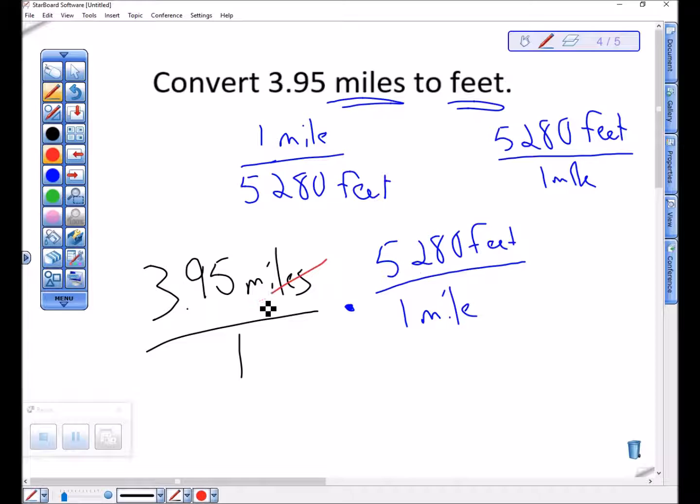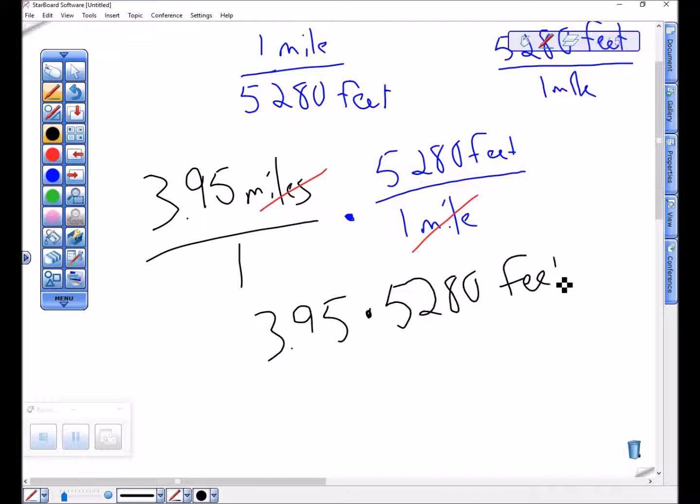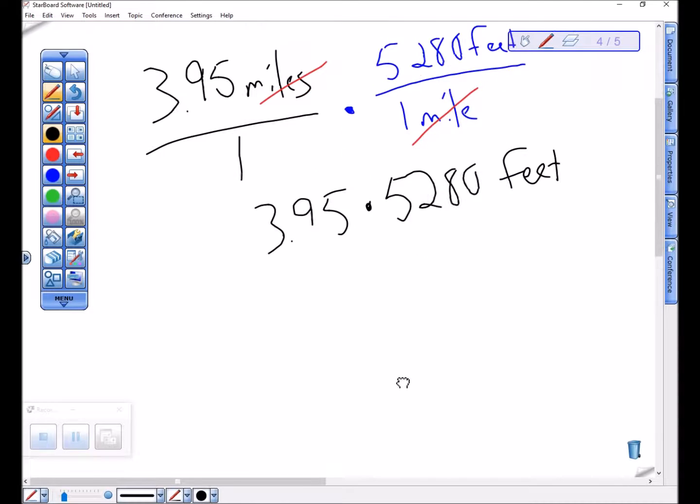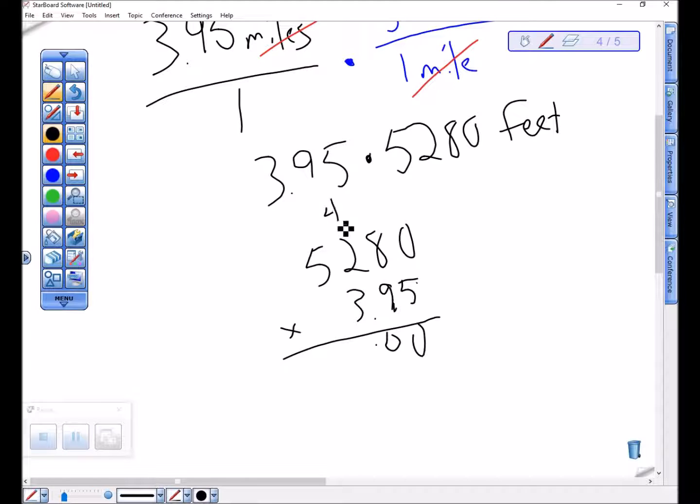Notice I've got miles in the numerator and denominator, so those cancel. The ones aren't really important. So I'm going to take 3.95 times 5,280 feet, and that will give me my answer. I really should have pulled up the calculator or something here. You don't need to watch me do long multiplication. If you want to check back in a minute, I'm sure I'll be done and halfway sure it'll be right.